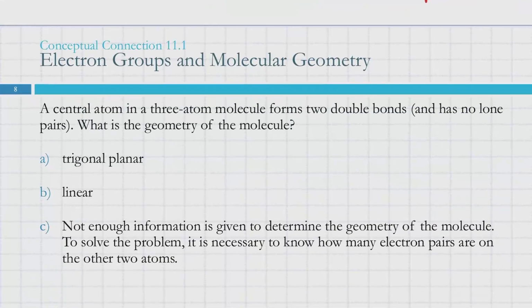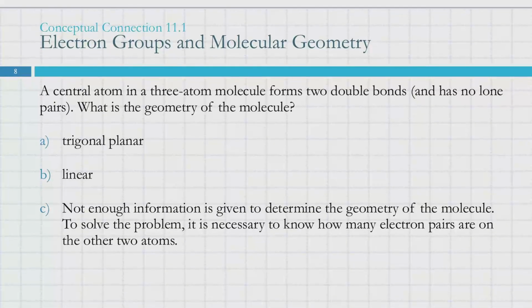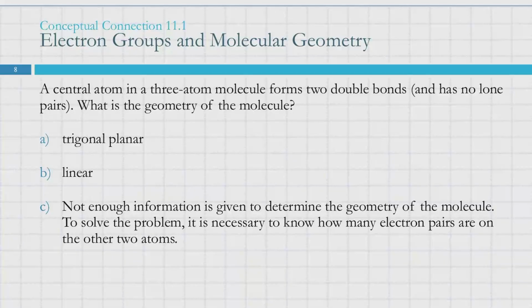Let's say that we've got a central atom in a 3-atom molecule. It forms 2 double bonds and has no lone pairs. What is the geometry of the molecule? So we've got 3 atoms. We have a central atom, and there's 2 double bonds. So we've got an atom in the middle, atoms on the sides. Those would be our 3 groups. We've got 2 double bonds on the central atom. What's the geometry of this molecule going to be?